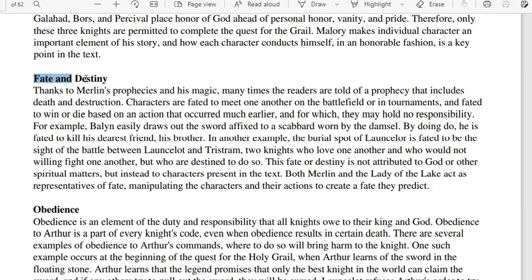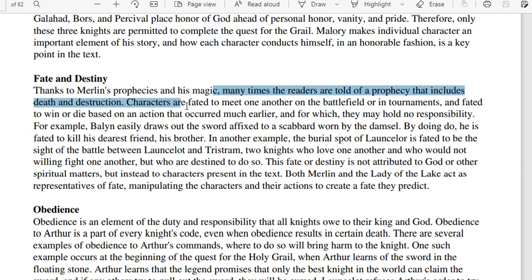Next theme, fate and destiny. Thanks to Merlin's prophecies and his magic, many times the readers are told of a prophecy that includes death and destruction. Characters are fated to meet one another on the battlefield or in tournaments, and fated to win or die based on an action that occurred much earlier, and for which they may hold no responsibility. For example, Balin easily draws out the sword affixed to a scabbard worn by the damsel. By doing so, he is fated to kill his dearest friend, his brother.